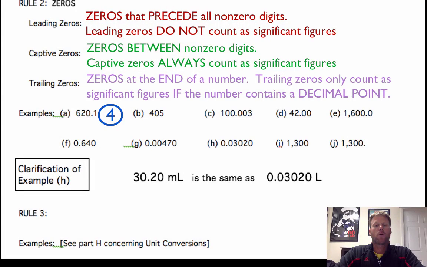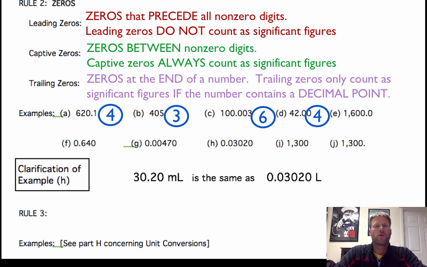Both examples contain only captive zeros, so all the zeros count. B has 3 sig figs and C has 6 sig figs. Example D has 2 non-zero digits that count as sig figs. But what type of zeros are we dealing with? The zeros are at the end of the number, so they are trailing zeros. Remember, trailing zeros only count if the number has a decimal. So in this case, the trailing zeros count because the value has a decimal point. This number has 4 sig figs.